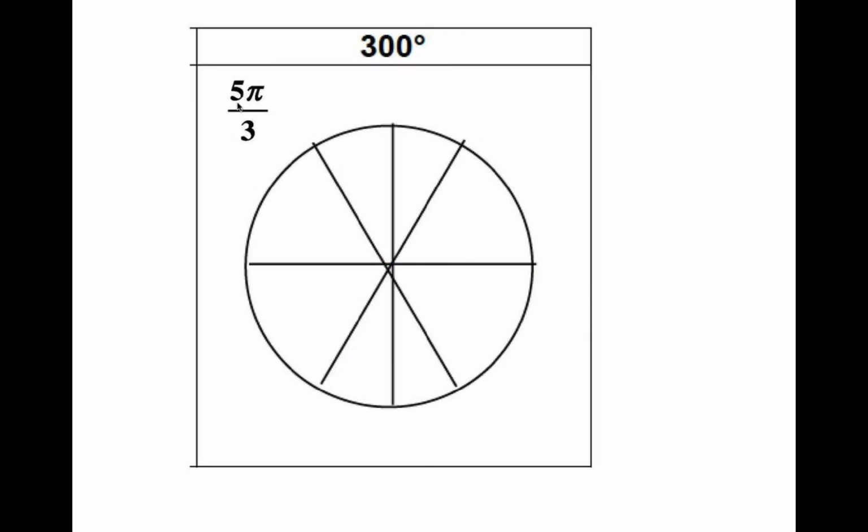3 goes into 5 one time with 2 left over, so 1 2/3 pi. So we have 1 1/2, and it's more than that, so it's going to be over here. So we have 1/3 of a pi. Opposite that is the √3. Opposite the hidden 30 is 1. Hypotenuse is 2. Right is positive, down is negative.